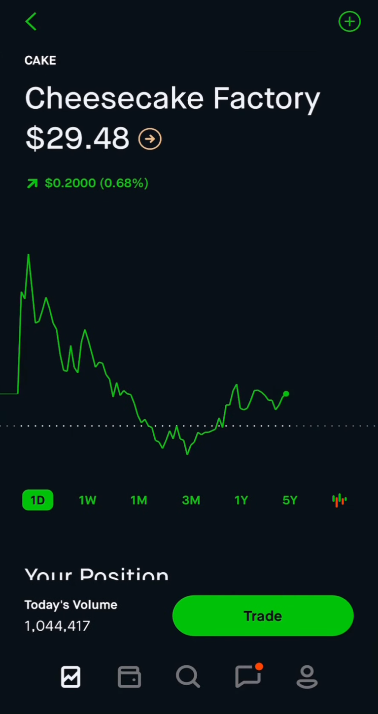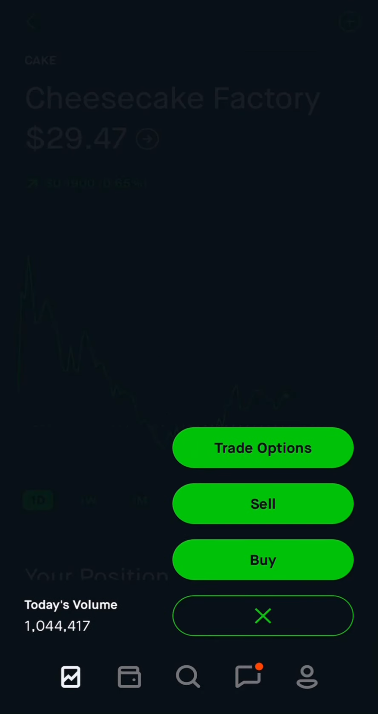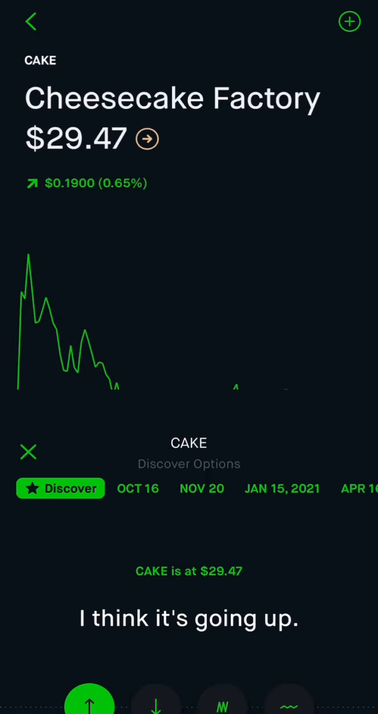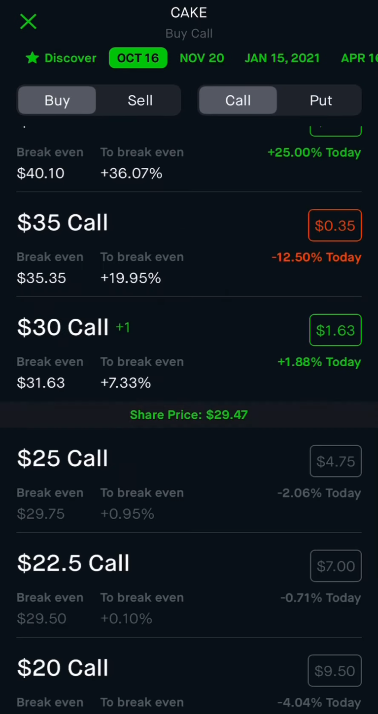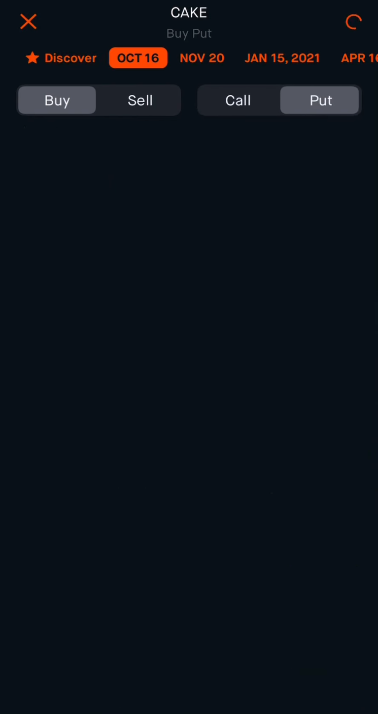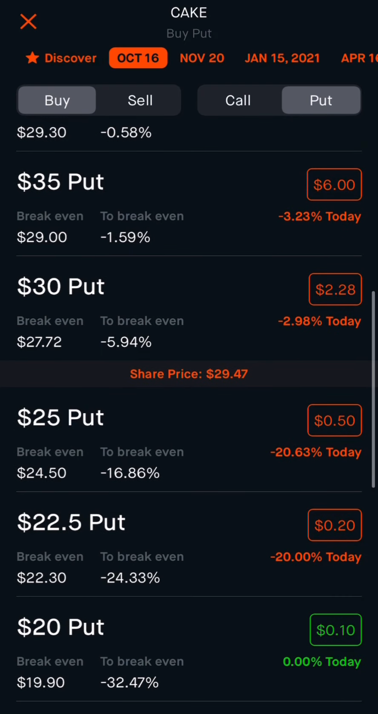It's very straightforward. Don't overcomplicate it. Just to recap, you press trade options, you press your date, October 16th, and then you can see your break-even price. You can choose call or put. Put means you think it's going to be going down.